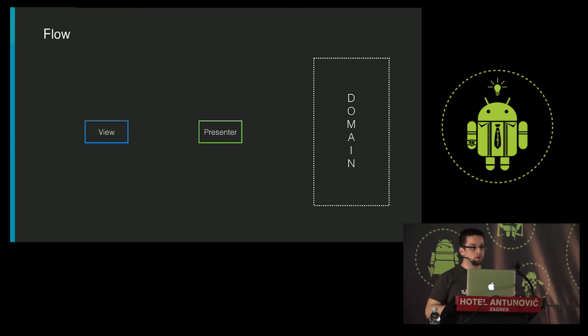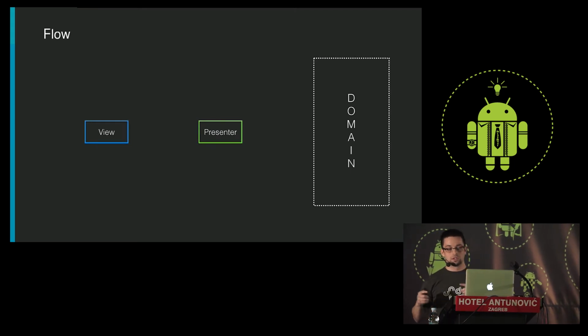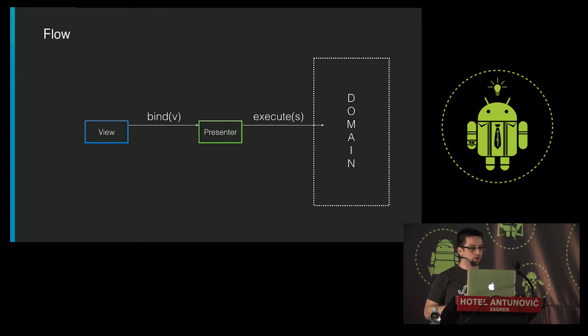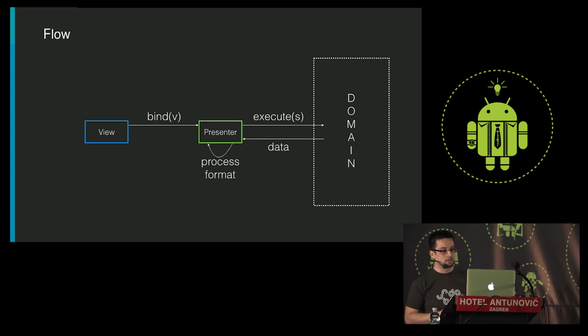Basically, we have a view, a presenter, and a model, which is in the domain layer. The view binds to the presenter by calling bind and passing itself. Then the presenter executes some business logic by calling execute upon the use case written in the domain layer, passing a callback which will listen for a result. The domain returns some data back to the presenter, and the presenter can then process and format the data, because you probably have models with a lot of fields, but only a subset of these fields is presented.